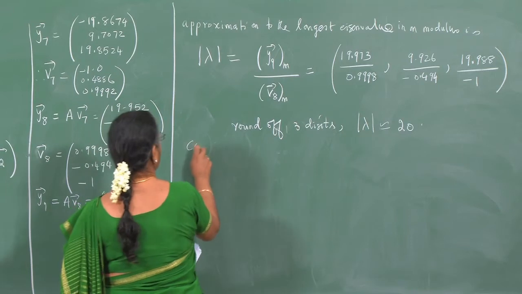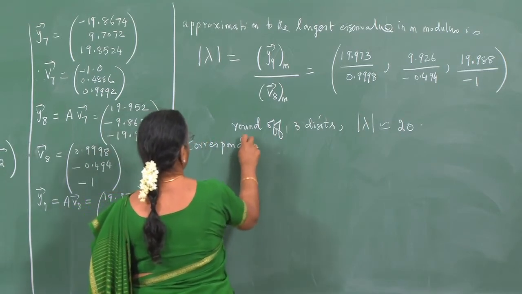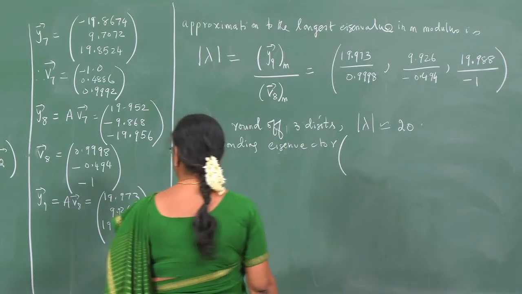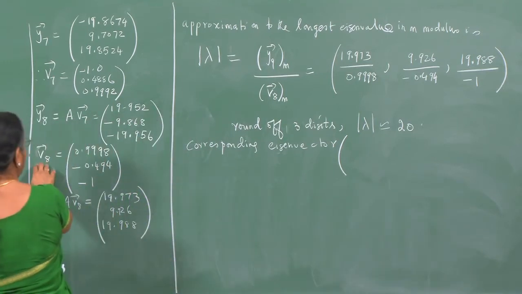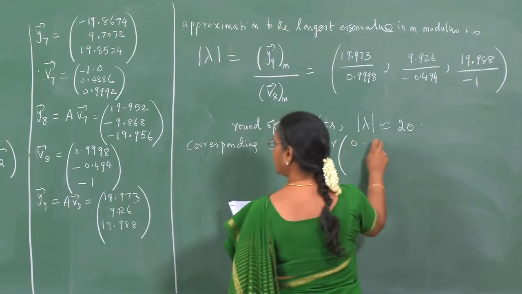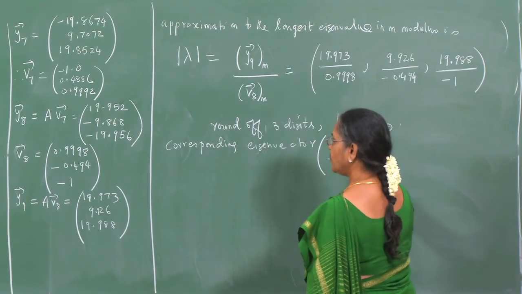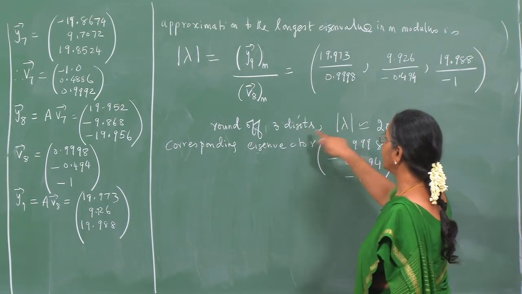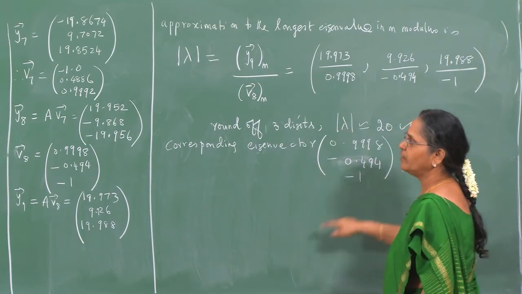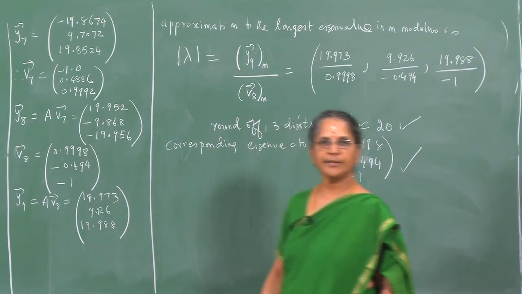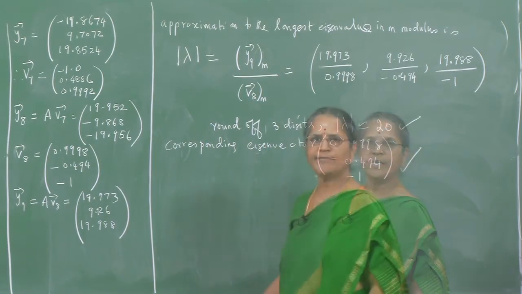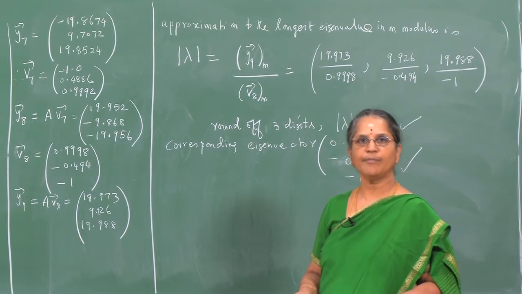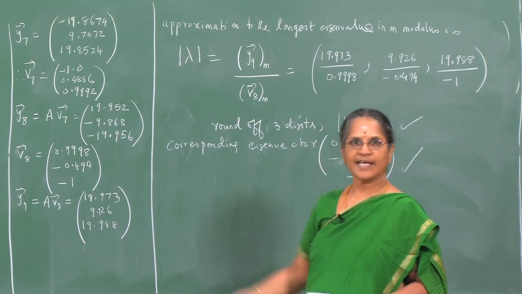So, we have to get the corresponding eigenvector. The corresponding eigenvector is going to be the vector having components, namely V8, that will give you 0.9998, -0.494 and -1. So, the numerically largest eigenvalue and the corresponding eigenvector of the given matrix A have been computed using power method. I will give you some problems, you can try to work them out at home, and I will include some more problems in the assignment sheet.